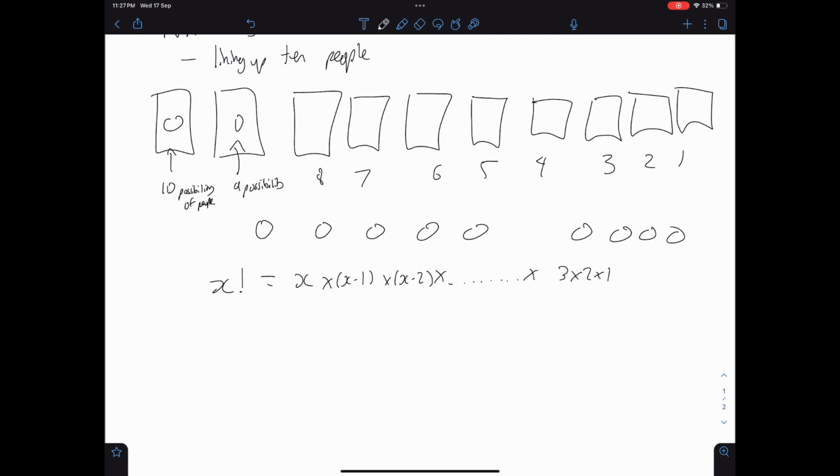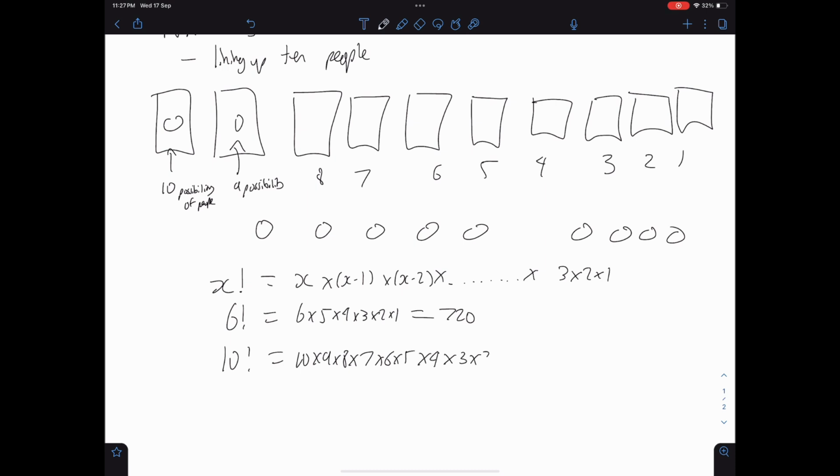So 6 factorial would be 6 times 5 times 4 times 3 times 2 times 1, which is 720. And then 10 factorial is equal to 10 times 9 times 8 times 7 times 6 times 5 times 4 times 3 times 2 times 1, which is 3,628,800. So that's very basic ordering of people.